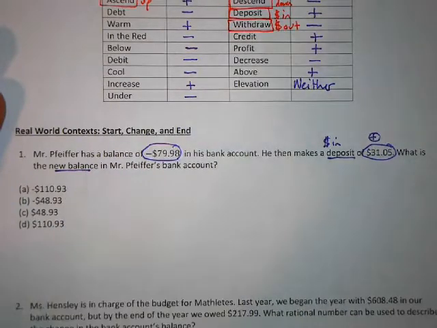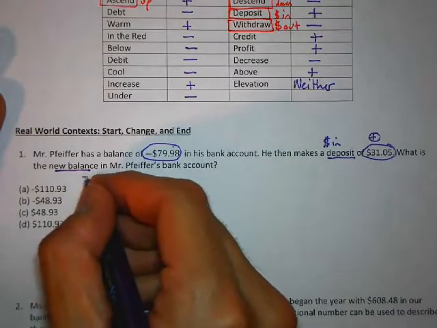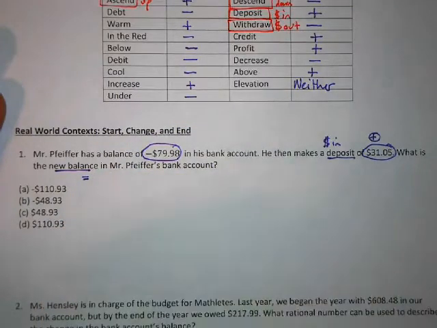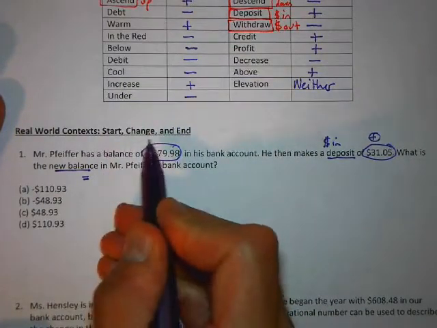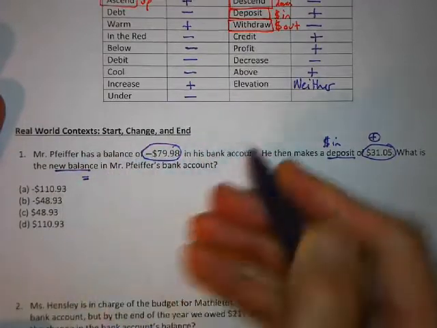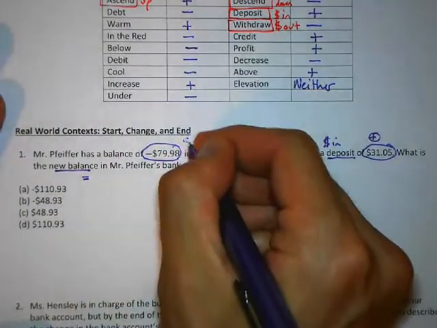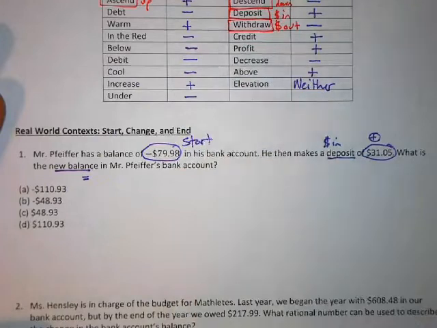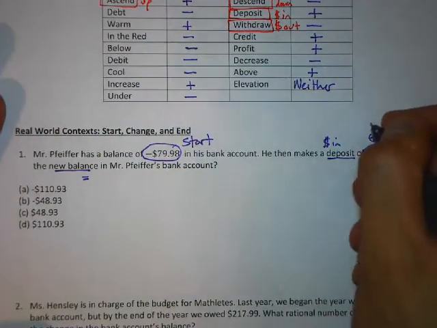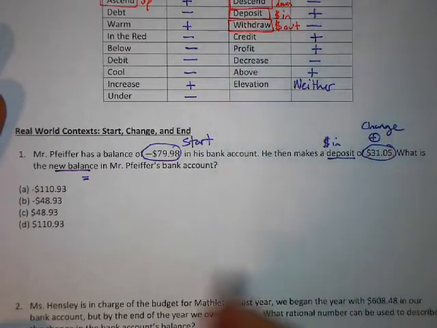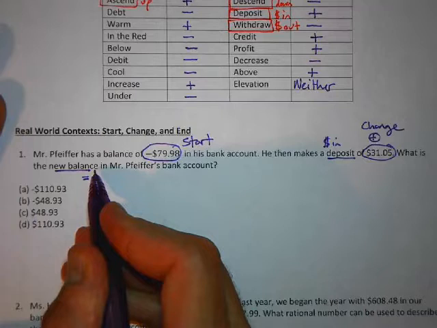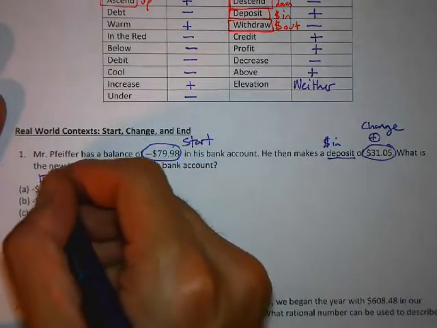Oh, not like the shoes, but like what everything's equal to in Mr. Pfeiffer's bank account. Okay, I think I understand the problem. I'm going to mark this up for start, change, and end. So Mr. Pfeiffer has a balance of negative 79.98. That's the start. That's how much I had to start out with, unfortunately. I've made a deposit of $31.05. That's the change. And the new balance in my account, well, that's where things end.